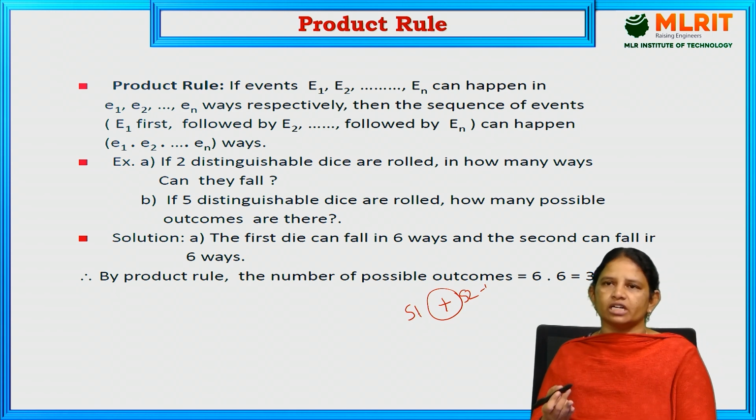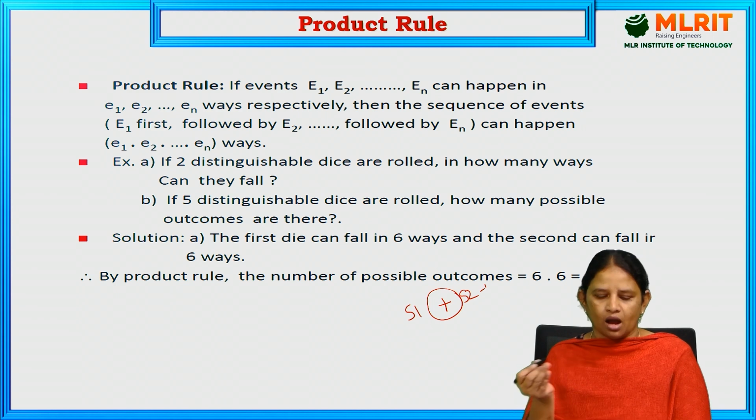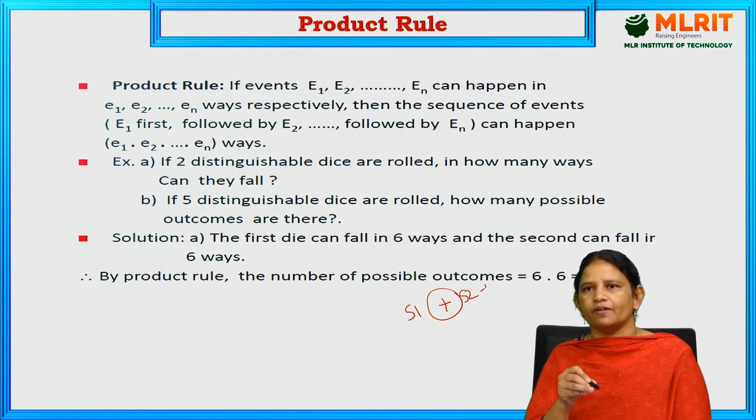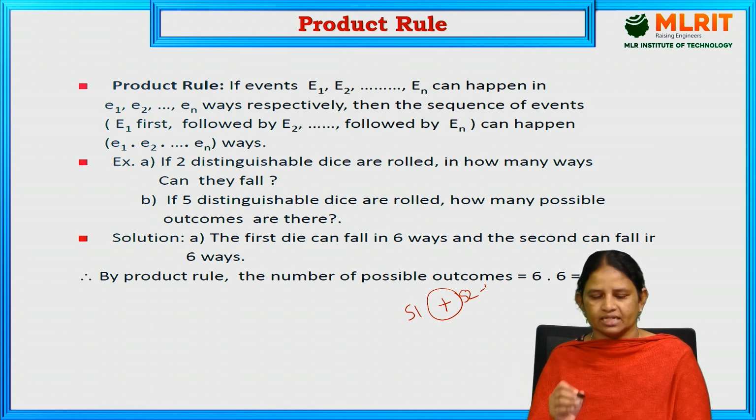So S1, what is S1? How many ways the particular event S1 happens? How many ways the particular event S2 happens? The total number of ways will be summed together. That is nothing but the sum rule.